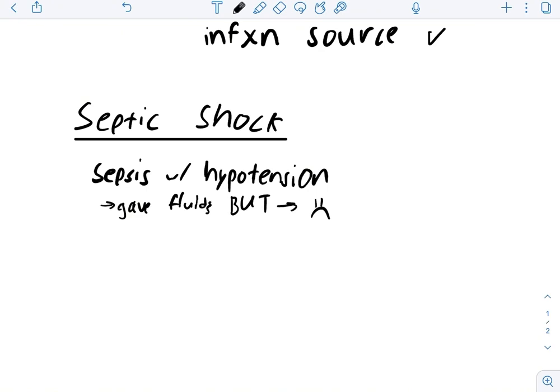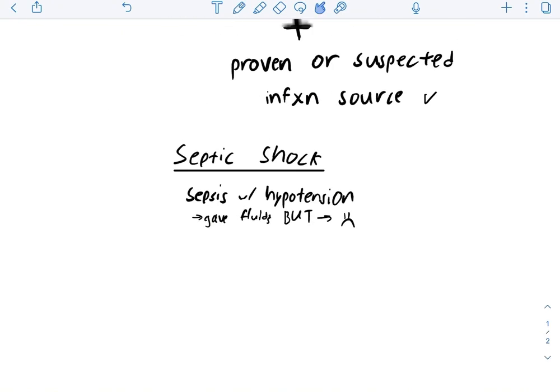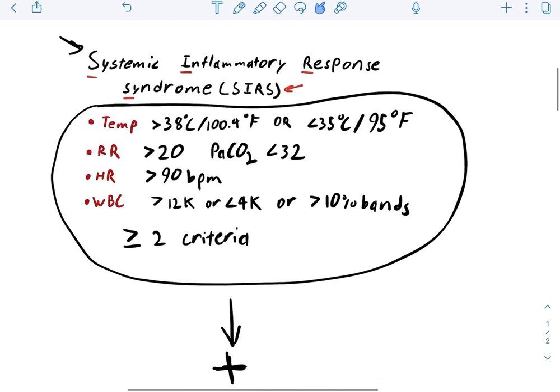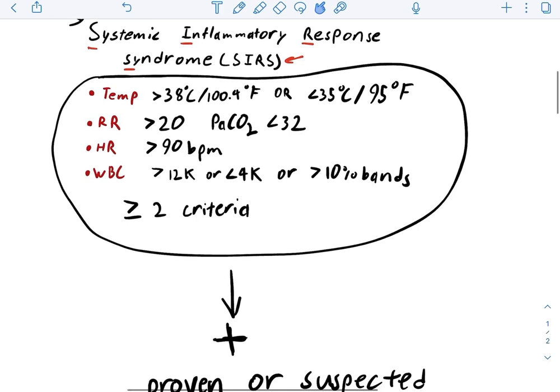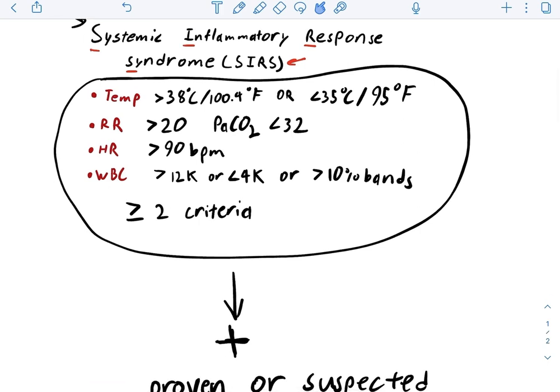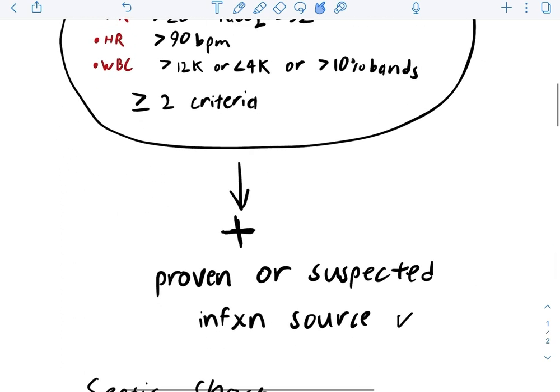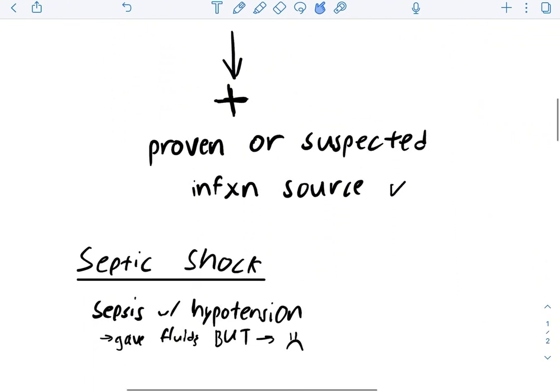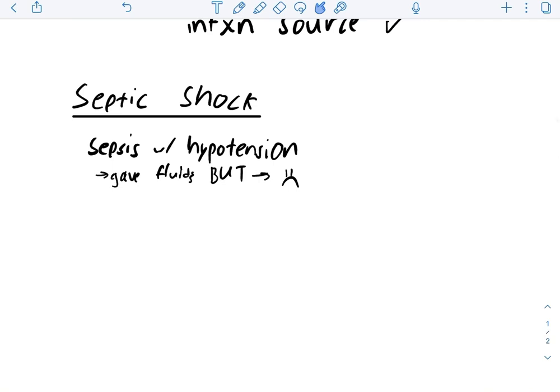So again, just to wrap things up, and in the interest of brevity here, sepsis and septic shock, basic definition. For sepsis, it's going to be 2+ of the SIRS criteria, SIRS positive. So it's going to be, again, temperature, respiratory rate, heart rate, white blood cell count within these parameters. If you meet 2+ of those and you have a proven or suspected infection source, you could say that this patient meets criteria for sepsis. And then a little bonus piece, septic shock. The patient is septic, they're hypotensive, you gave them fluids, but the additional fluids did not improve their hypotension.